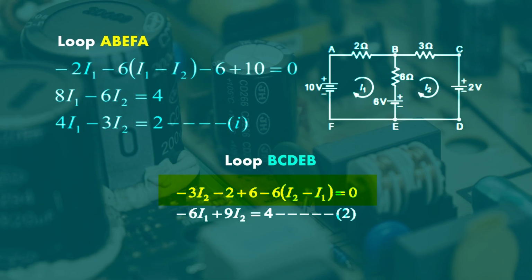Now you apply KVL in loop B, C, D, E, B. After applying KVL, the voltage drop across the 3 ohm resistance can be written as minus 3 I2, because there is a drop across it. Then minus 2. Again there is a voltage source 6, which can be written as plus 6, because the polarity is minus 2 plus. Again there will be a voltage drop across the 6 ohm resistance due to the current I2 minus I1, so it can be written as minus 6 (I2 minus I1). After solving, this equation can be written as minus 6 I1 plus 9 I2 is equal to 4.